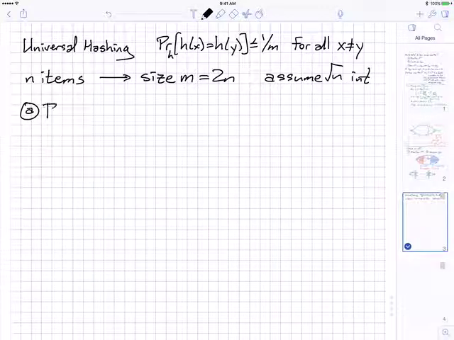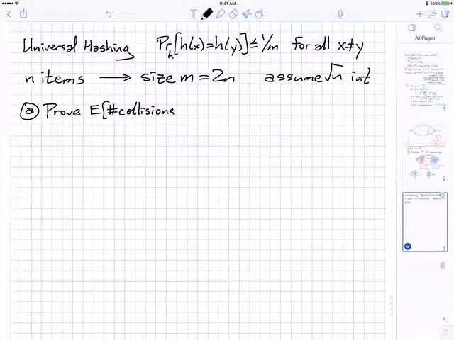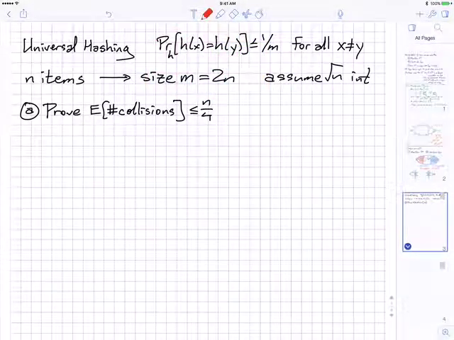So part A is prove that the expected number of collisions is at most n over 4. Okay, so the first thing to do is to say, what exactly are we counting? I look at the problem statement and it says, for any fixed hash function h, a collision is an unordered pair of distinct items x not equal to y, such that h of x equals h of y. A collision is a pair of items that have the same hash value.